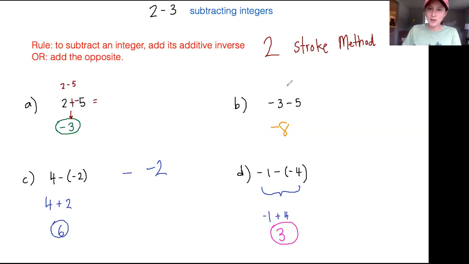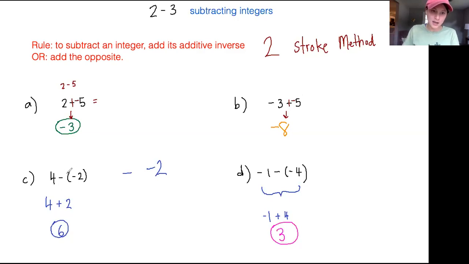Example B, let's try the same method. Adding the negative, okay? Adding the opposite. So this becomes -3 plus -8. And again, it's an addition problem. Sorry, -3 plus -5. I read the answer out in the problem, didn't I? -3 plus -5. So this becomes my answer, -8 is my answer.